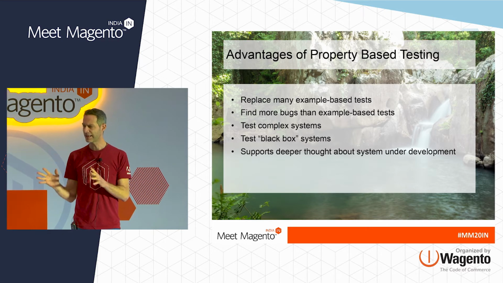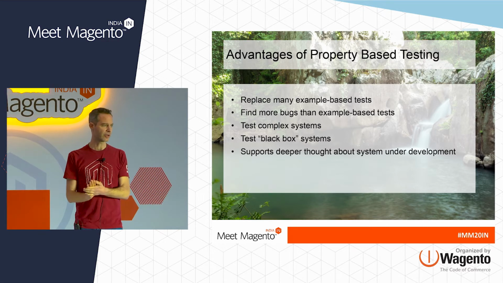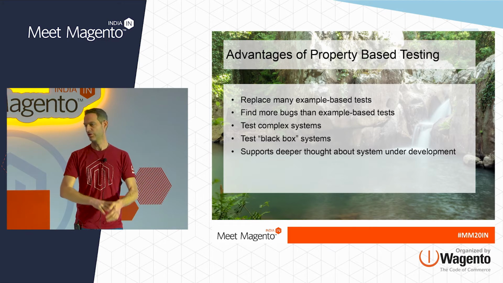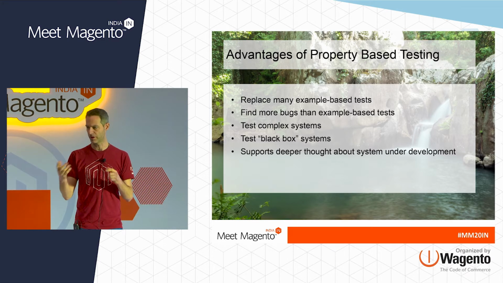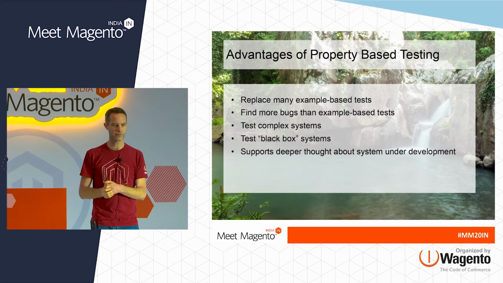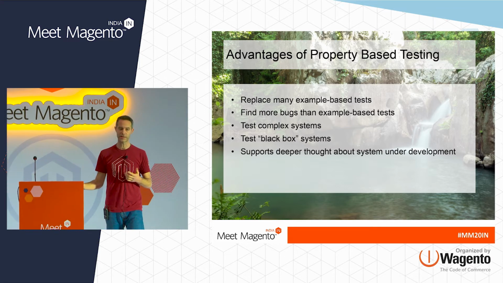So we can test any system, whether we have the source code or not, with property-based tests. We can use front-end tests to test UI errors. We can test for pretty much anything that we can write properties for.